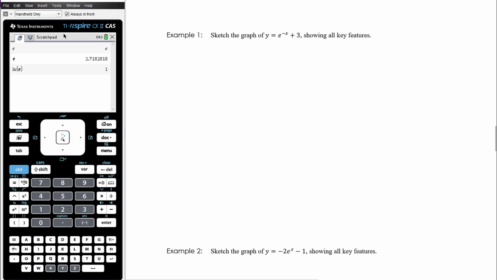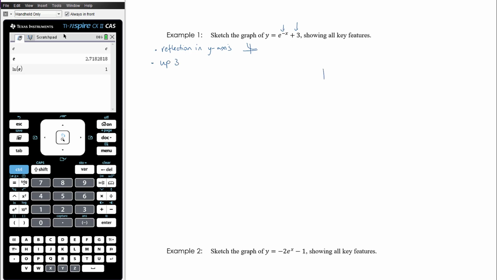Okay, so let's think about sketching the graph. Sketch the graph of e to the negative x plus 3, showing all key features. Okay, so it is an exponential graph, base of e, that doesn't really matter. The negative here is going to reflect our graph in the y-axis, and plus 3 is going to move it up by 3. So we've got reflection in the y-axis. So that means our exponential graph shape is going to go this way, and we're going up by 3, which is going to change where our asymptote is.